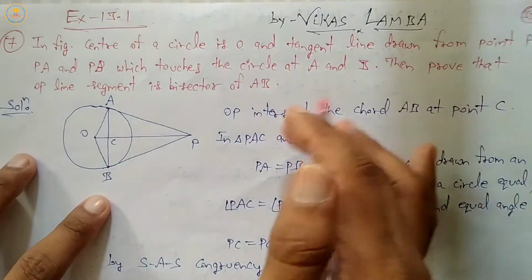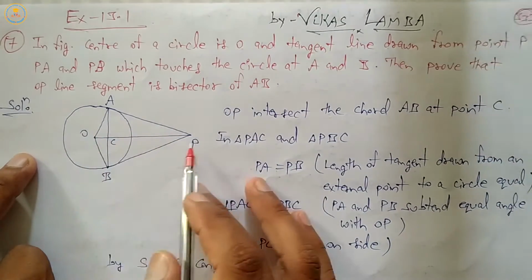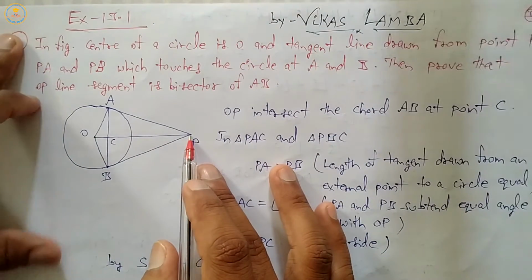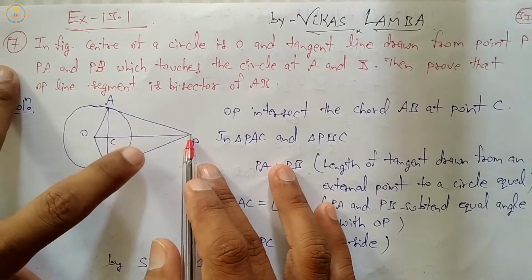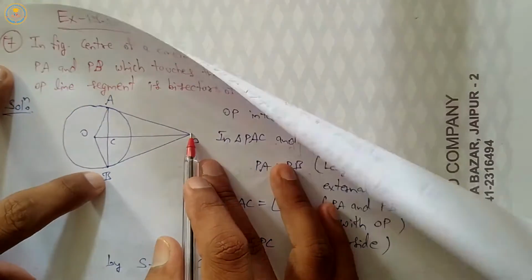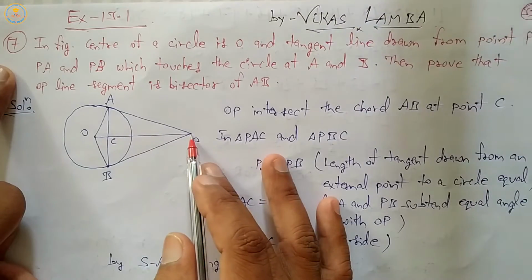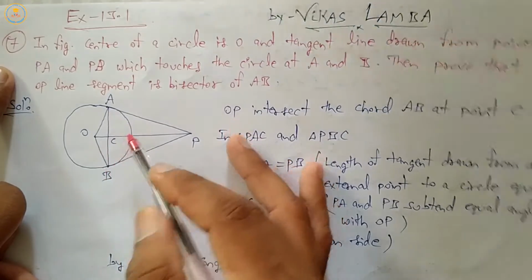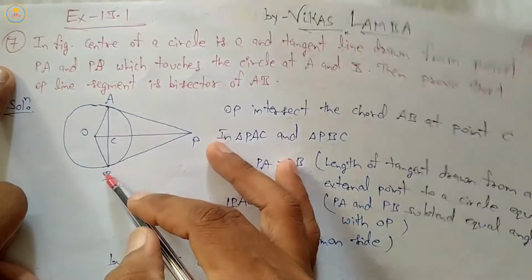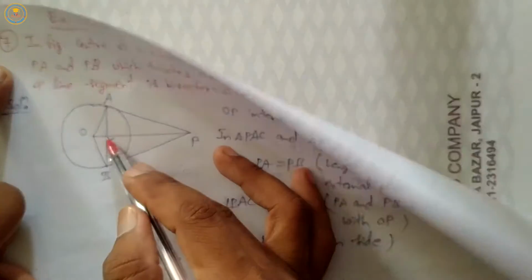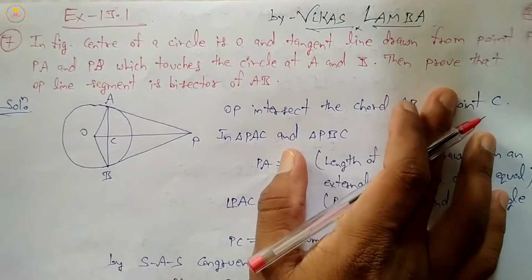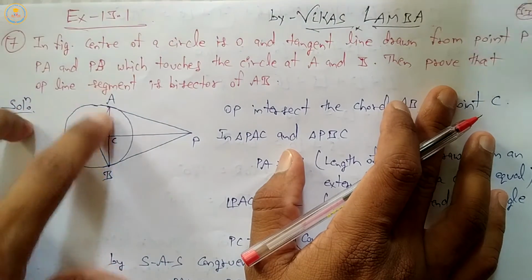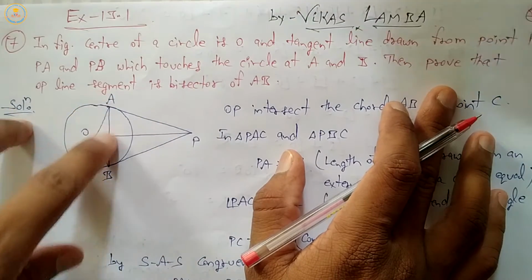Now the diagram is given: a circle with center O. From the exterior point P, two tangents are drawn, PA and PB. Join O to P and join A to B. AB intersects OP at point C. Then prove that the line segment OP is the bisector of AB.